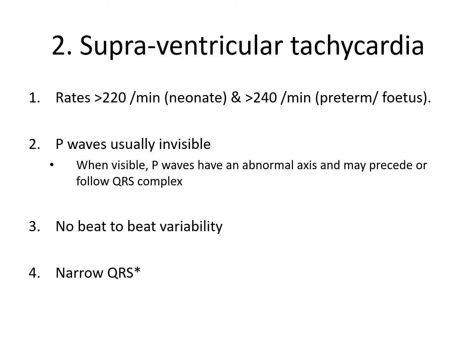It is characterized by an abnormal P-wave morphology. The P-waves are usually invisible. Even when they are visible, they have either an abnormal axis and may precede or follow the QRS complex. There is no beat-to-beat variability and the QRS complex is characteristically narrow. We will discuss what is narrow and what is broad in the subsequent slides.